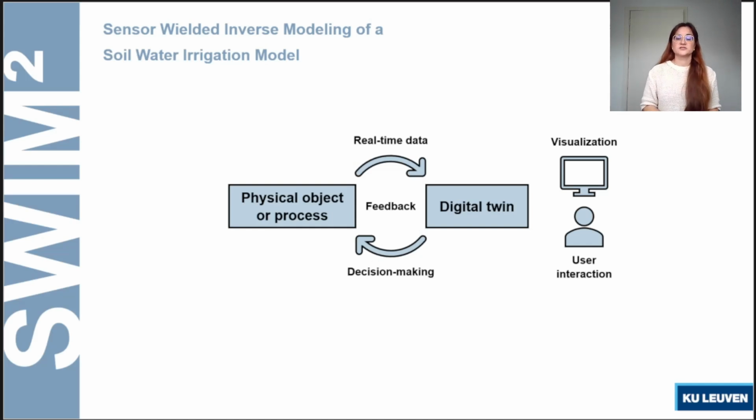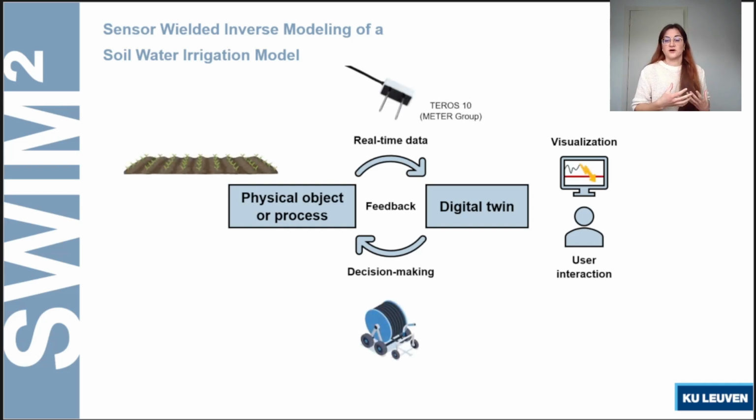SWIM² combines all these three aspects in a digital twin framework we call the sensor-wielded inverse modeling of a soil water irrigation model. Now, a digital twin is like a virtual representation of a physical system or process that is continuously updated and synchronized with real-world data. It integrates sensor data and models to mirror, analyze, and predict system behavior in real time.